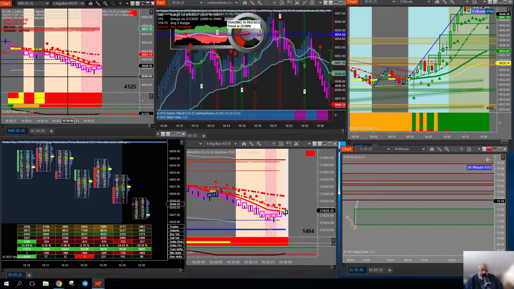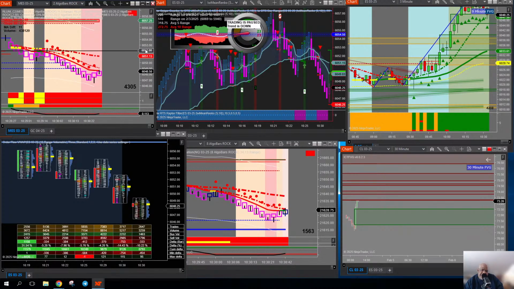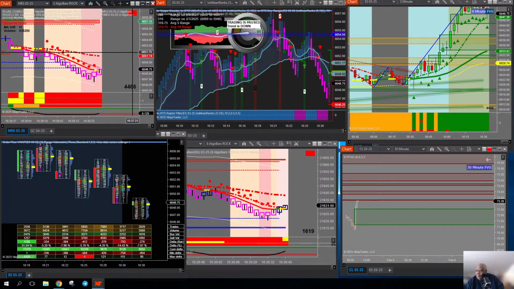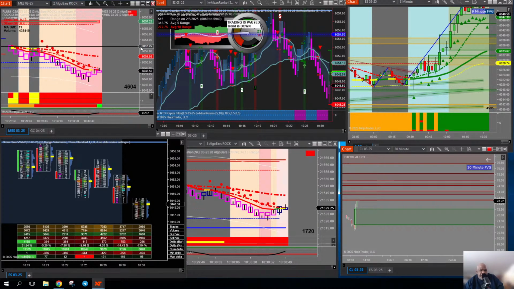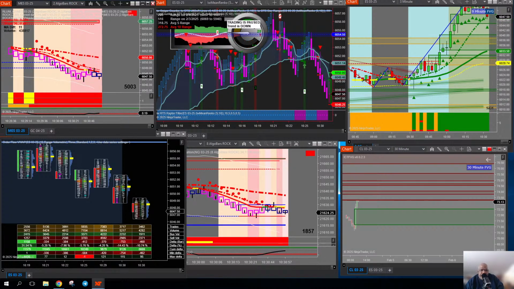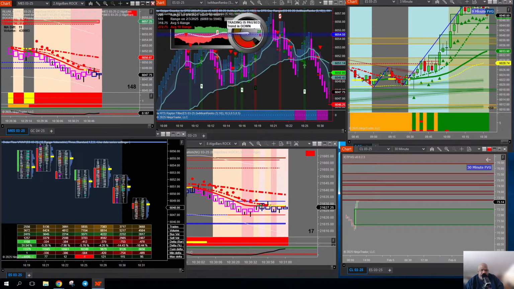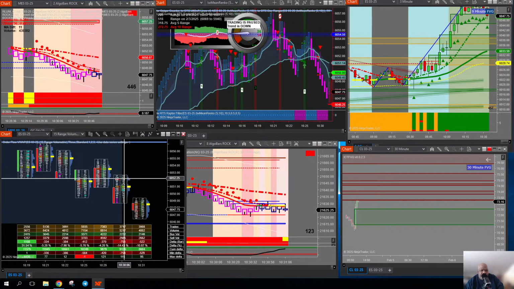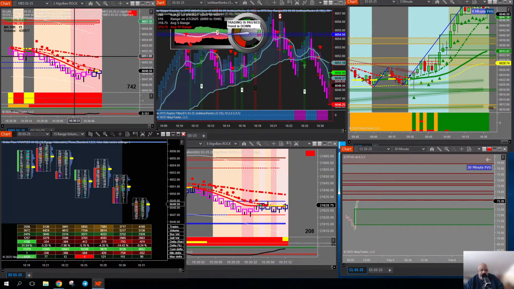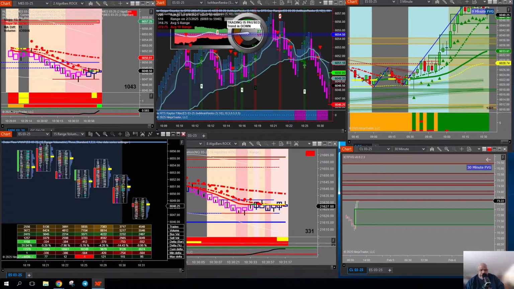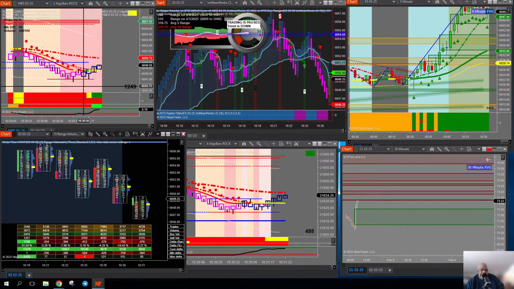I said below 48, we're probably going to go a little lower. So let's wait for a pullback here and see if we can short this. It could be a short-lived short. I'd like a deeper pullback, probably toward 50 here. If we get to 50 and turn around... no, it's ranging right now.